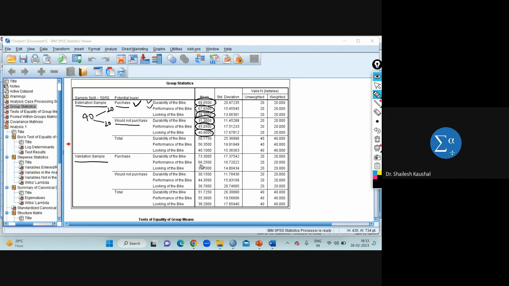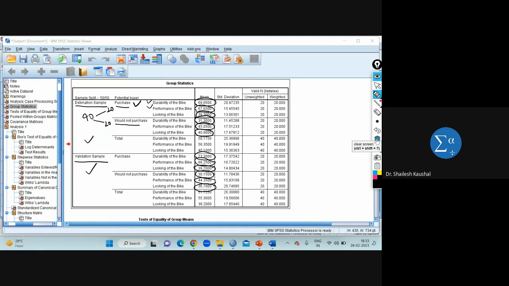In the same way you can check the validation sample: 73 and for would not purchase, here 30. Again, it is a big difference. 66 and 44, a big difference. But here 39 and 36, not a big difference. The results are more or less the same for estimation and validation.